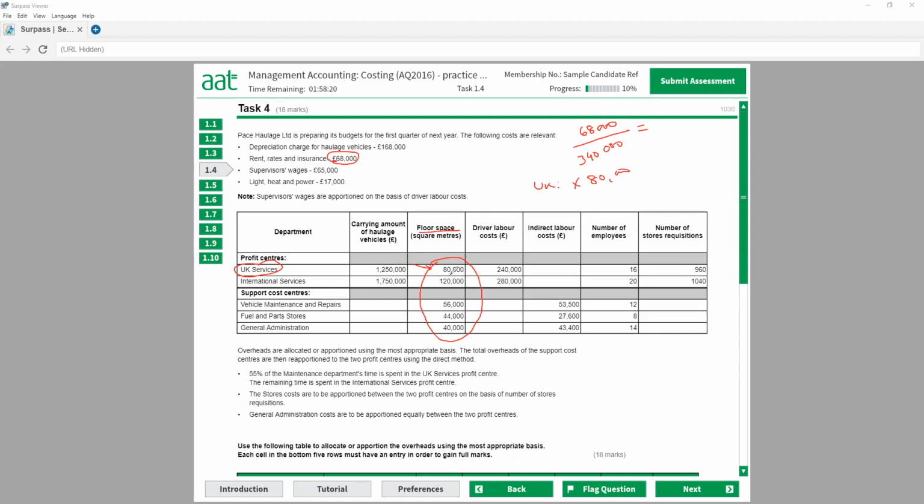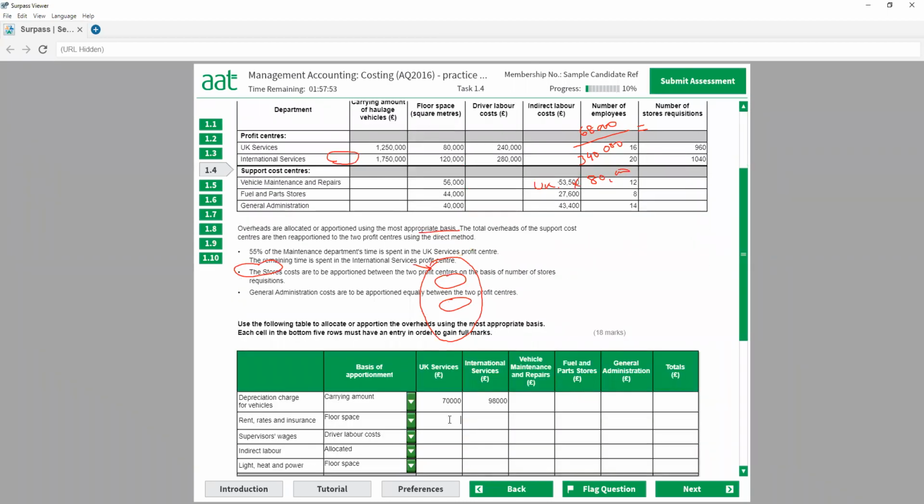Then for the next one, for the international, 120. For the vehicle maintenance, 56. Also for everything, one by one. So let's do the first one. 68,000 divided by 340,000 times 80,000 will give me 16,000 for the UK service. Let's write it down, 16,000 for the UK service. The same we will do for the international, that is 24,000. And the same way for the vehicle maintenance, that is 11,200. Same way for the fuel, 8,800. General admin, 8,000. And the total will be 68,000.